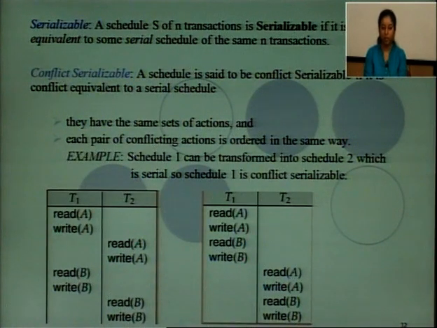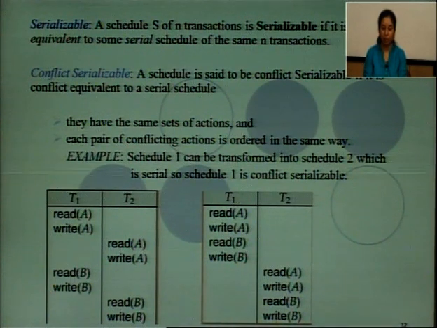Now next is serializable. A schedule on a set of transactions is serializable if it is equivalent to some serial schedule of the same set of transactions. Conflict serializability: a schedule is said to be conflict serializable if it is conflict equivalent to a serial schedule. They have the same sets of actions and each pair of conflicting actions is ordered in the same way. For example, schedule 1 can be transformed into schedule 2, which is serial, so schedule 1 is conflict serializable.